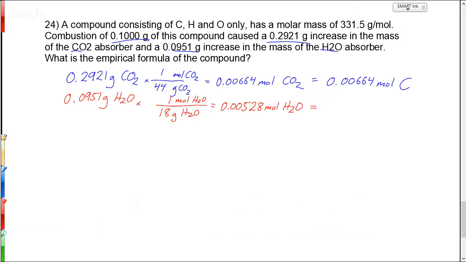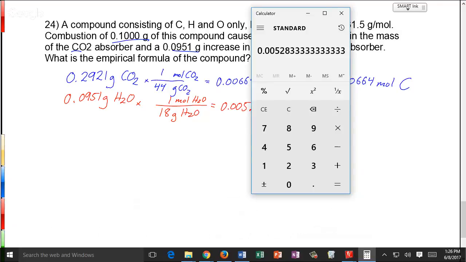And then there's 2 moles of hydrogen for every mole of water, right, because it's H2O. So we have to multiply that by 2 to get the moles of just hydrogen.